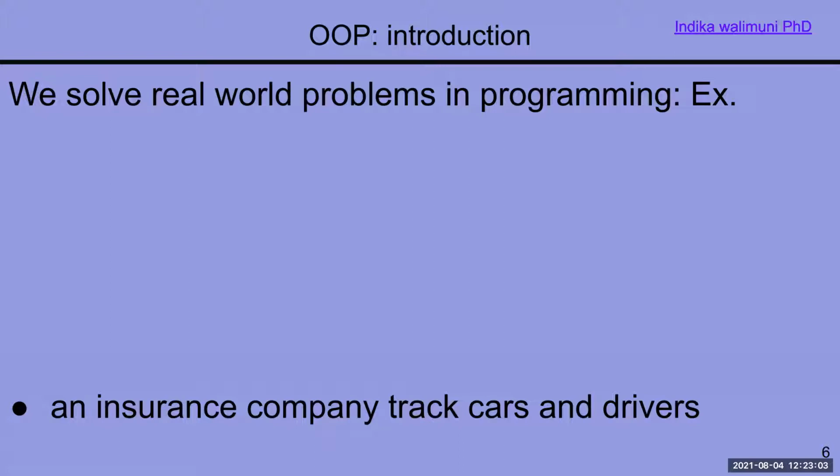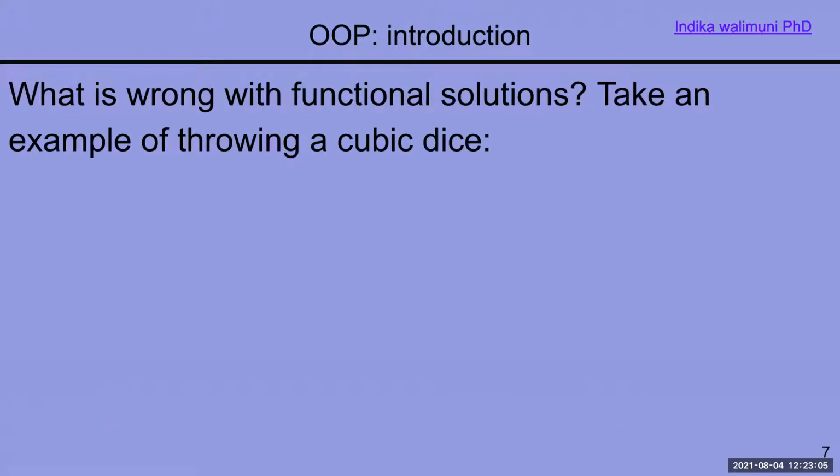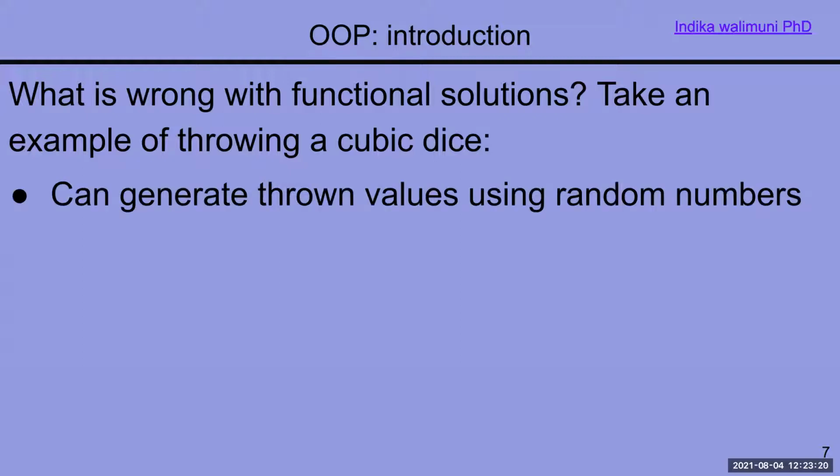Okay. So let's talk about why the functional solution is not that feasible. Let's take an example of throwing a cubic dice. And we know that we can use random numbers and the random number module, and we can model throwing a dice. Okay.